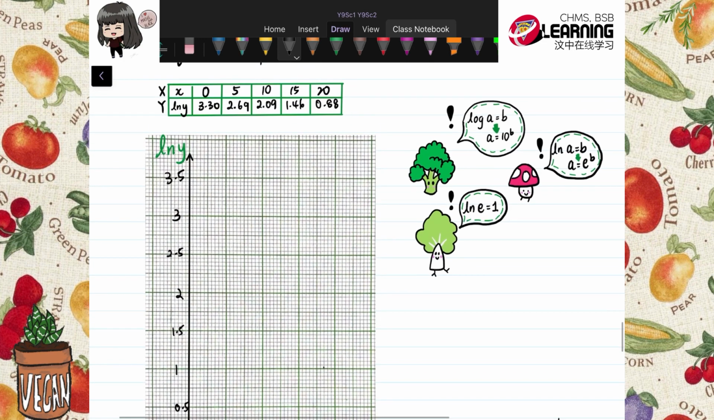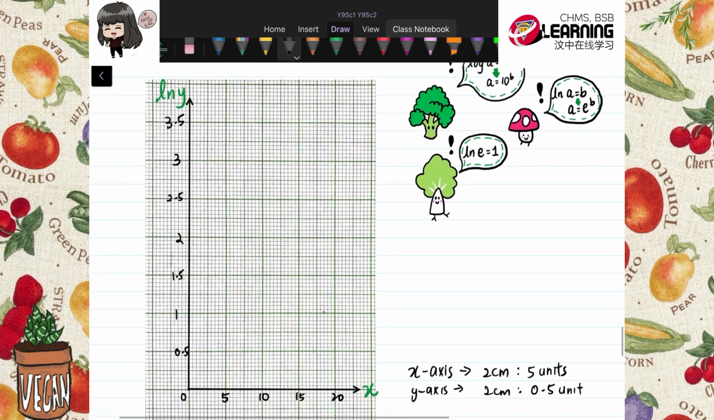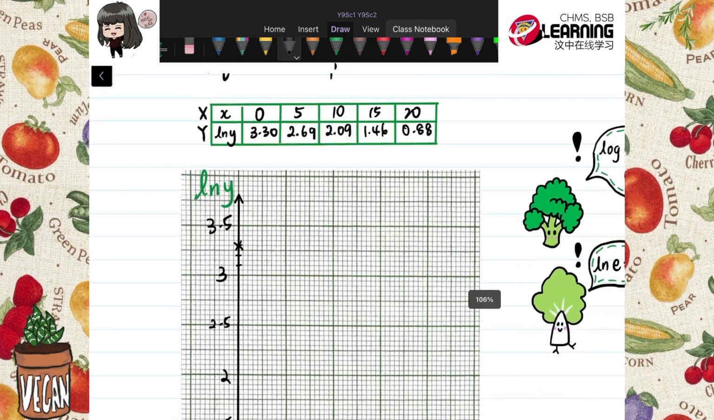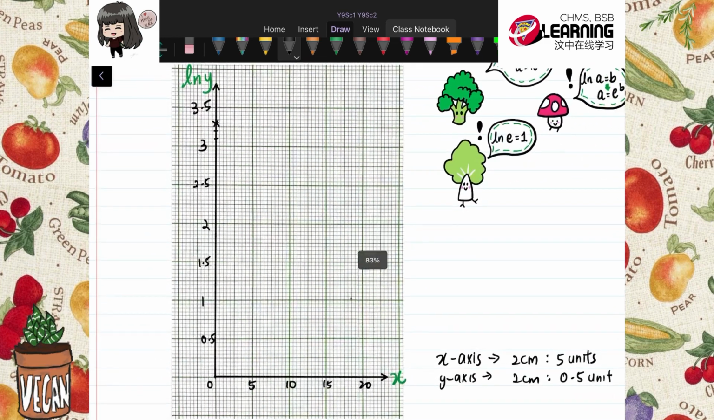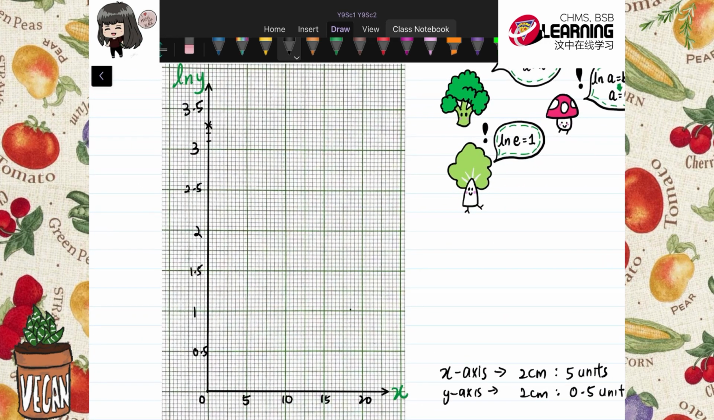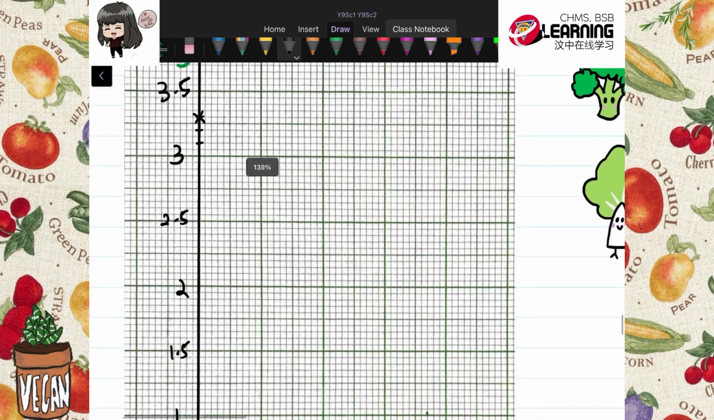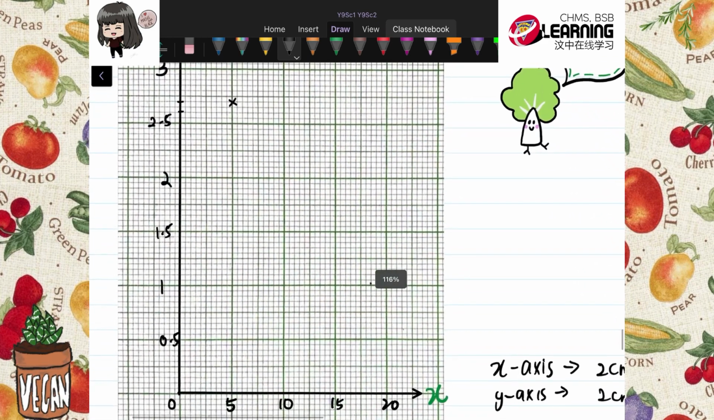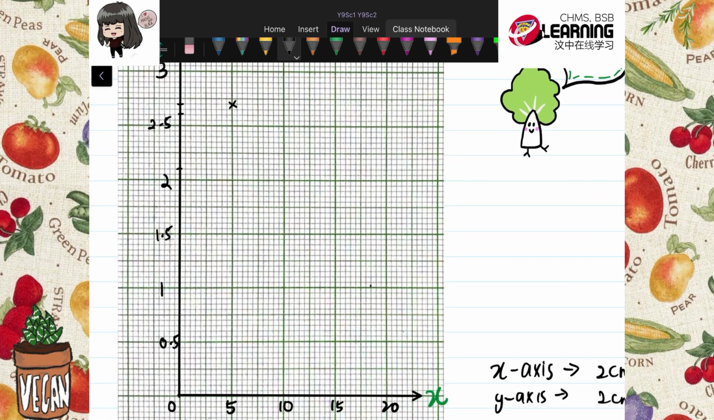Okay, so the first point is 0, 3.3, so 3.1 here, 3.2, 3.3, so it's here. And then 5, 2.69. 2.69 is somewhere around 2.7, 2.6, 2.7 is here. Then 10, 2.09, which is around 2.1, here, right?